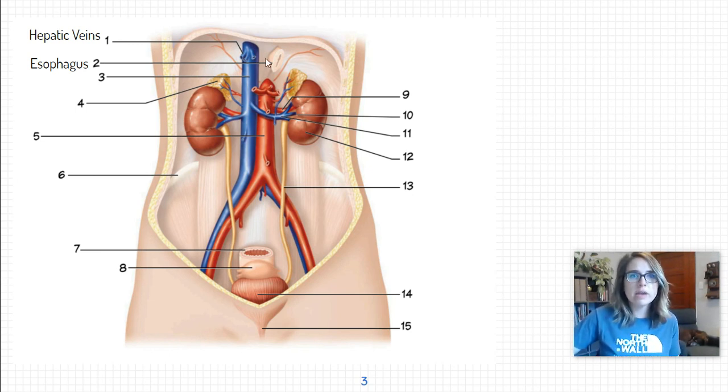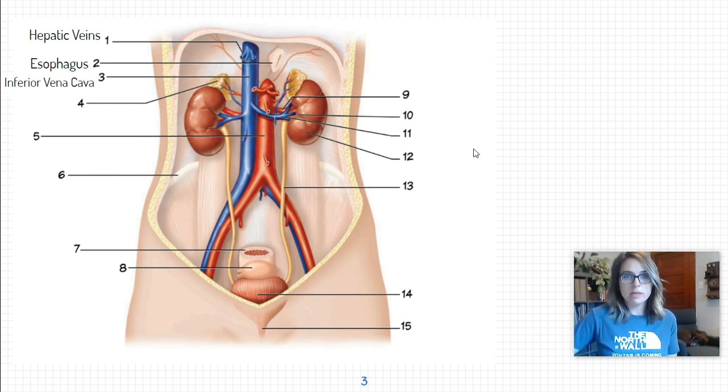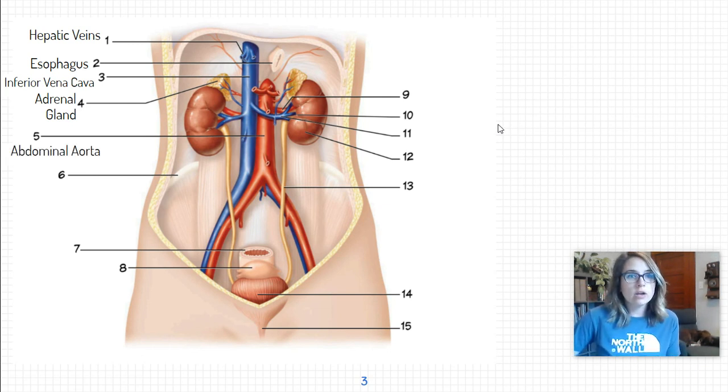Our esophagus right here is cut. This is the diaphragm, and you can see it sort of poking out. This is where your stomach would be sitting if it were not removed. The inferior vena cava, our big blue tube coming down here. Number 4, sitting right on top of my kidneys, is the adrenal glands, a little triangle hat that sits on top of them. Our abdominal aorta is this large red vessel coming down. It's got its other branches coming off as well.